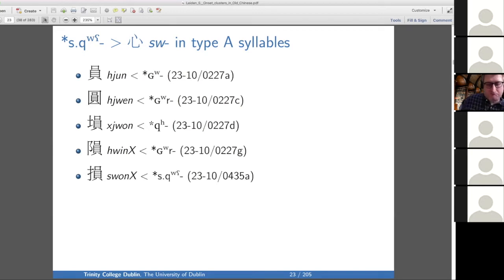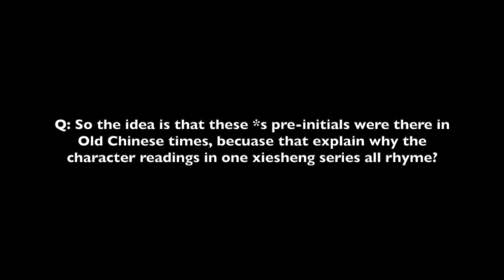And same style of argument. Here we have a uvular series, actually a labio-uvular series, where we have a character with an S-initial. So why not reconstruct a pre-initial S?